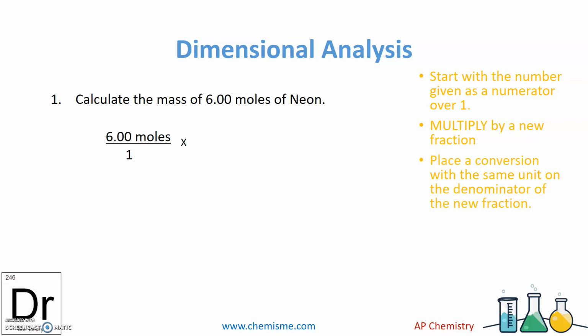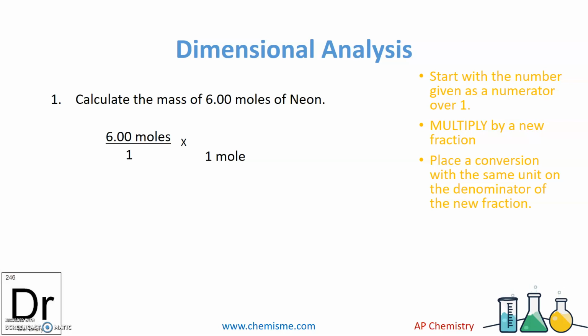Next, we're going to place a conversion with the same unit on the denominator of a new fraction. So if you make a new fraction, moles was on the top of our first fraction, so moles will be on the bottom of our next fraction. Moles and moles will be catty-cornered from each other so that they will cancel when you multiply across. You don't want to put moles on the numerator because you would get something like mole squared when you multiply. No, no, no, no. So moles on the bottom, so they'll cancel.